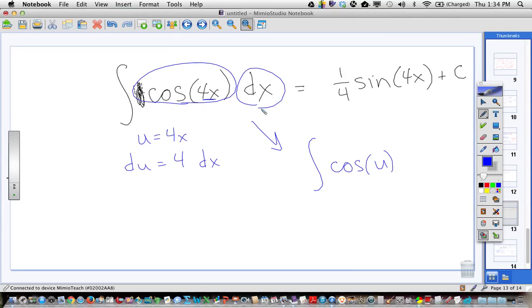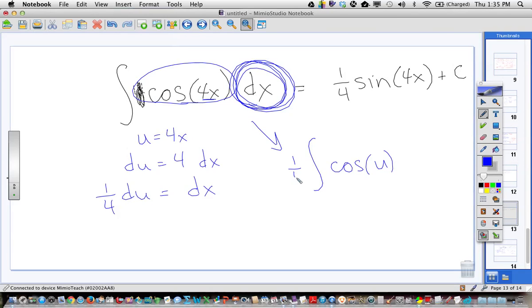How do I get rid of the dx? How do I sub out the dx? What's dx equal to? Can I move this 4 over here? Yes, I can. I can divide that over there. So this is 1/4 du. I'd rather not write it du over 4. I'd rather write it 1/4 du. So now dx can be replaced by 1/4 du.